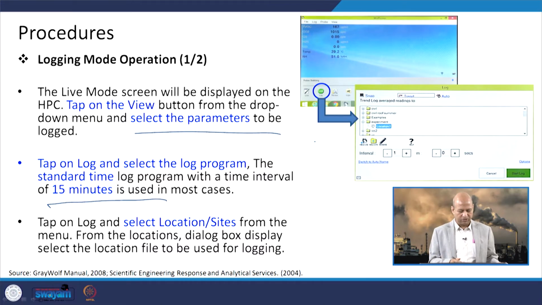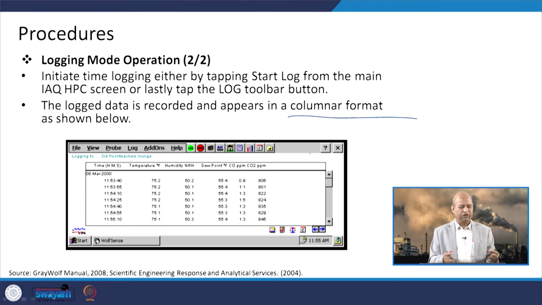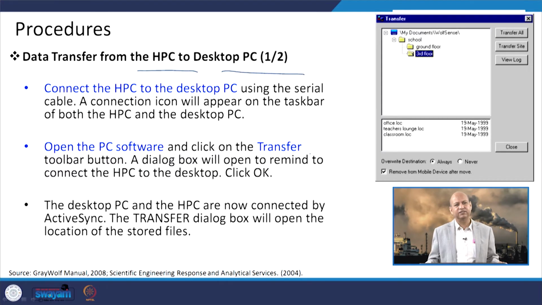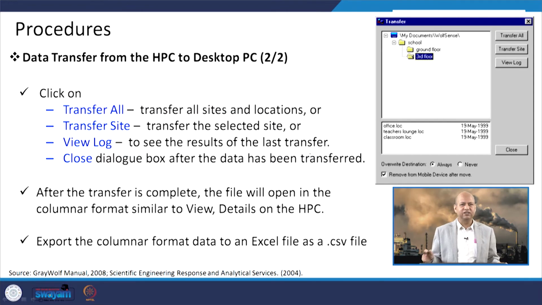So, in most of the cases we use 15 minutes, otherwise we can change it to per minute or depending upon the need of the data. Well, this is the way this log data appears in columns form, and ultimately it can go to the Excel sheet. The data transfer takes place when we connect it with the desktop PC, and then a pop up menu appears to transfer the data. Once transferred, it can be opened in an Excel sheet or different kinds of software.